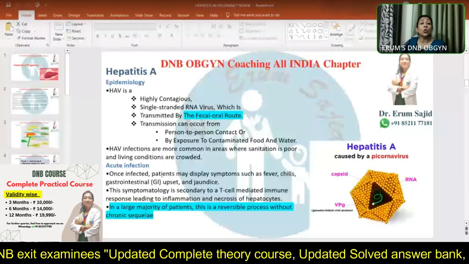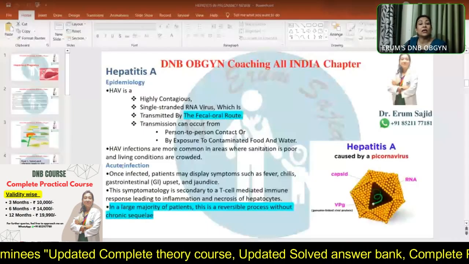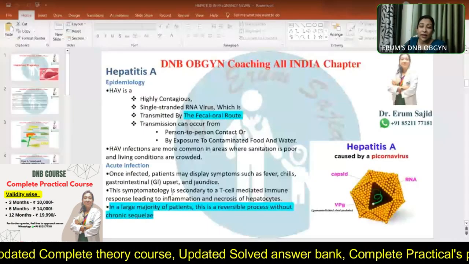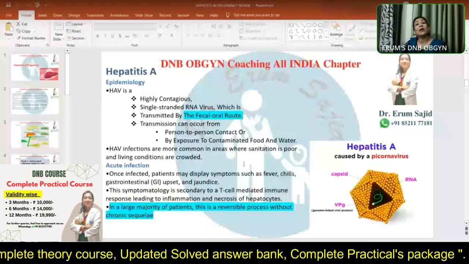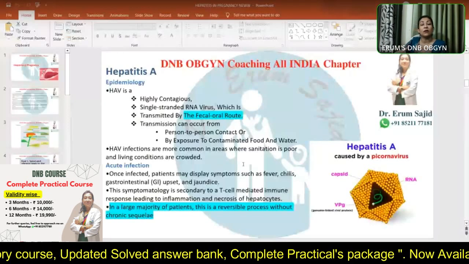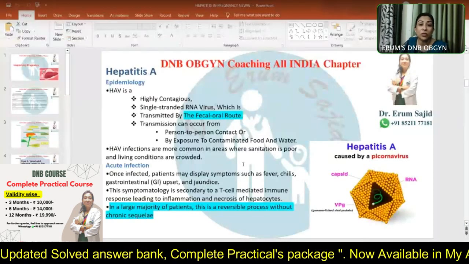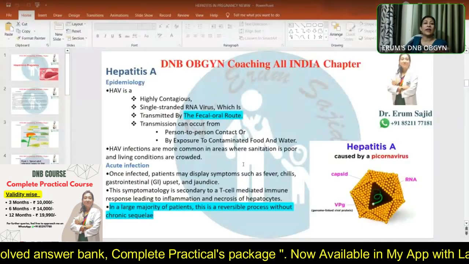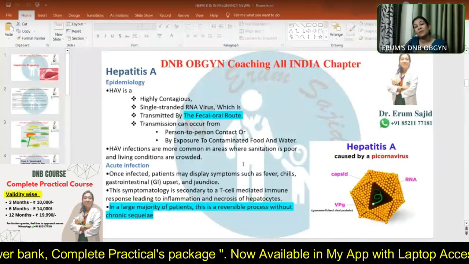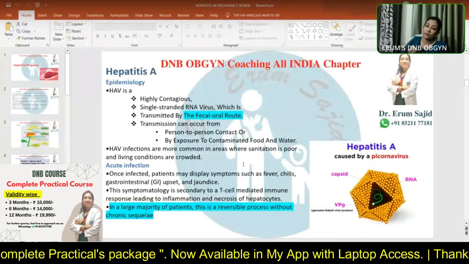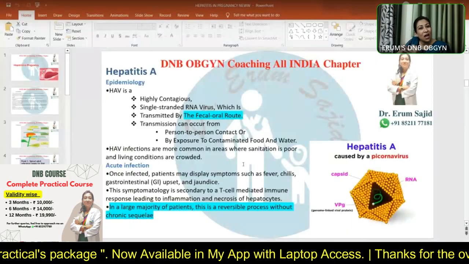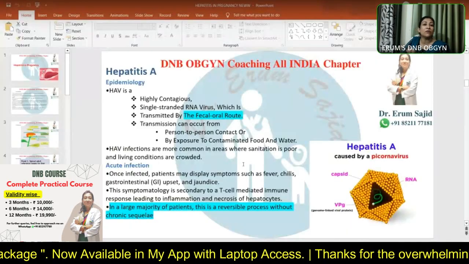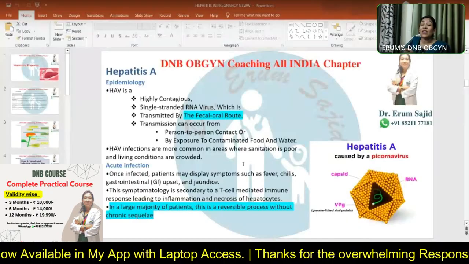Now, there is acute infection. Once infected, the patient can show symptoms like, now you tell me, in hepatitis, what kind of different symptoms do they have? See, all the hepatitis viruses present with the same thing. The first thing to go will be the appetite. Feeling of lethargy, loss of appetite, vomiting, very, very prominent.